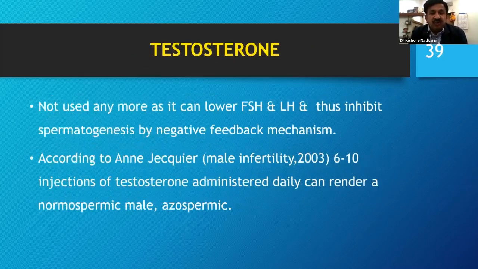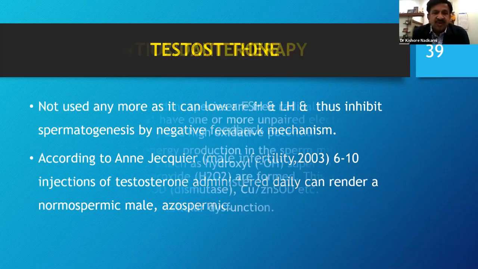Testosterone is not used; we do not give testosterone directly because it can lower FSH and LH and thus inhibit spermatogenesis by negative feedback. And Jequier, very early in 2003, in her book, has written that 6 to 10 injections of testosterone given daily can render a normospermic male azoospermic.